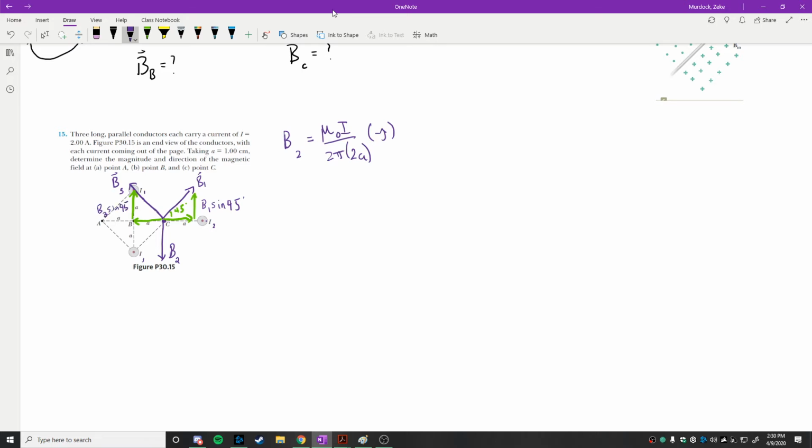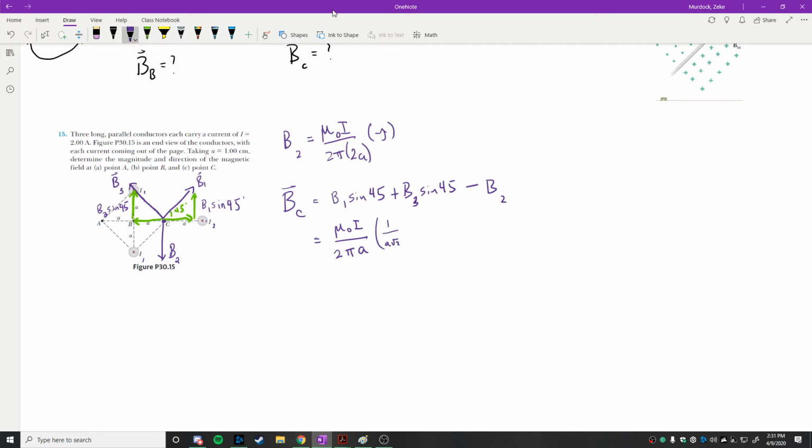Okay. So then what we have is that everything ends up pointing in the y direction. So if we sum up the magnetic field at point C, it is going to be basically just B1 sine 45 plus B3 sine 45, and then also we need to subtract B2 because it's down, right? Every term is going to have a mu naught I over 2 pi a in it. This one is going to have a 1 over a root 2.